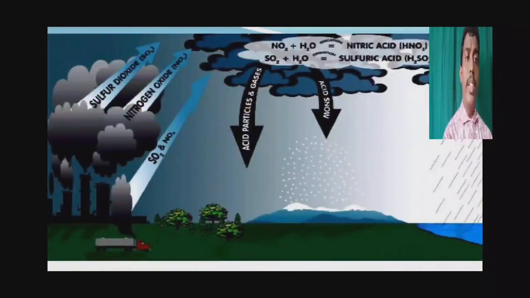Here we will see the reason for acid rain. When pollutants enter the air, they mainly contain oxides of sulfur and nitrogen. When these oxides react with rainwater, they form acids, nitric acid and sulfuric acid. They fall as acid rain. The main reason for acid rain is atmospheric pollutants which contain oxides of sulfur and nitrogen.